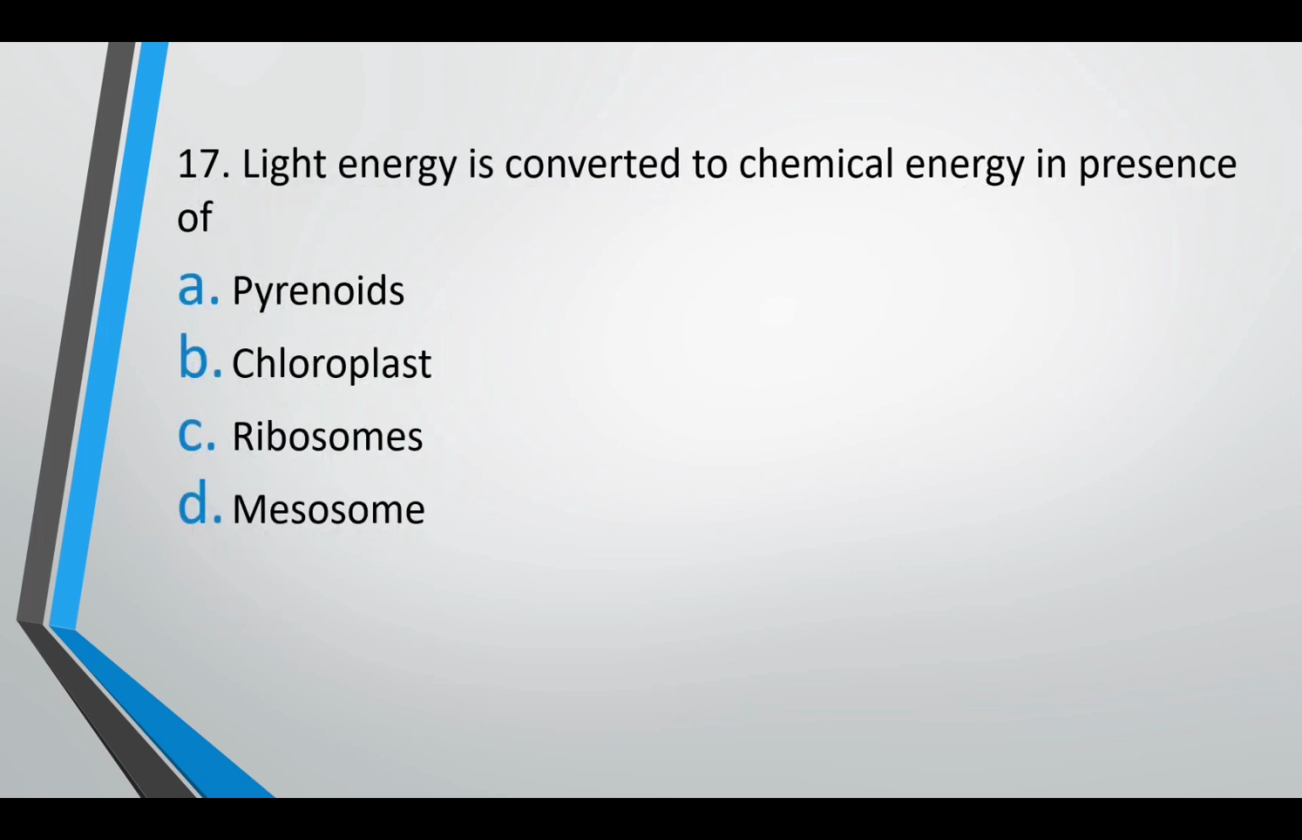Light energy is converted to chemical energy in presence of option A, pyrenoids, option B, chloroplast, option C, ribosomes, or option D, mesosomes. Light energy is converted to chemical energy in presence of. Correct answer is option B, that is chloroplast.